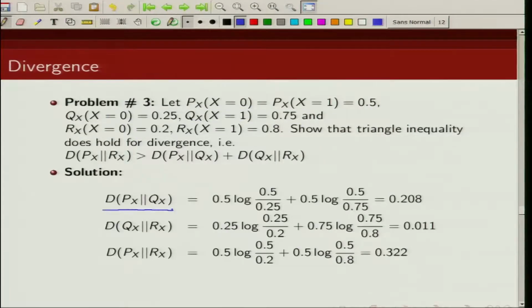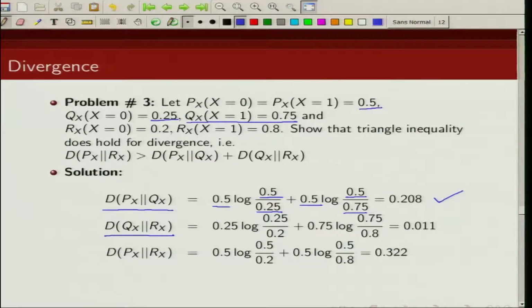So note the definition of divergence between two distributions p and q is the expected value of log of p by q, and the expectation is taken with respect to p. So this would be p of x equal to 0 is 0.5, log of 0.5 over the probability of q at x equal to 0, which is 0.25. Similarly, p of x equal to 1 is 0.5, and q of x equal to 1 is 0.75. So this is the divergence between p and q.